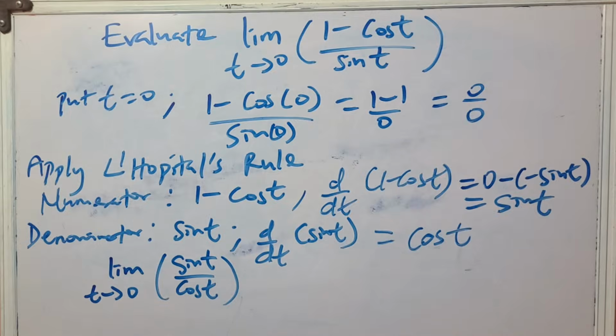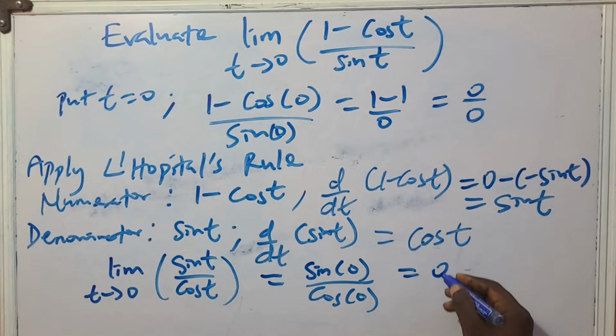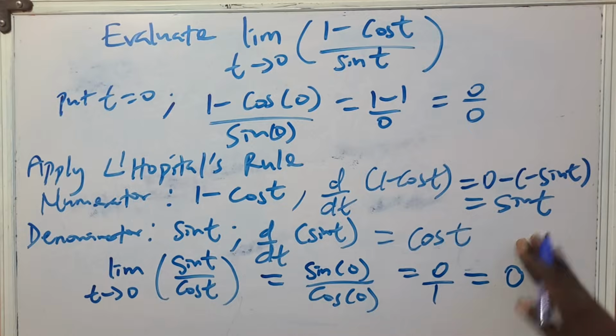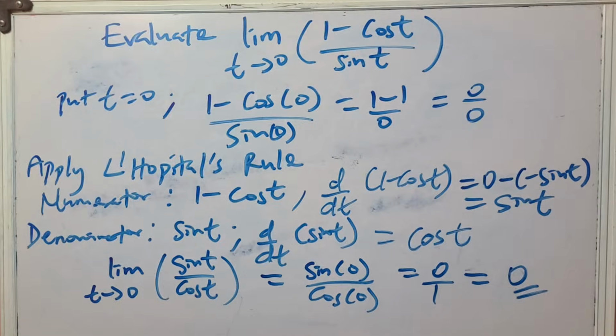All right. Now, placing t equal to 0 here will be sine 0 over cos 0. What is sine 0? Sine 0 is 0. Cos 0 is 1. The final answer is 0, because 0 over 1 is 0. So this is it, calculus. I'm sure you guys are enjoying it, right?